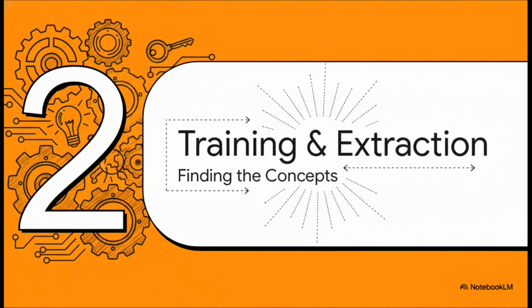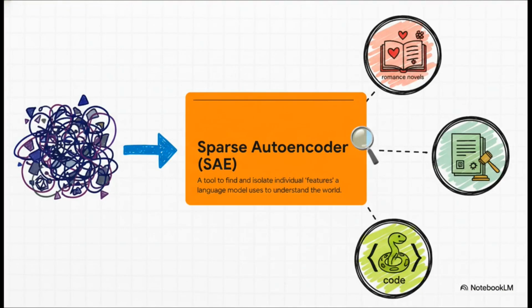Right, so how do we find these hidden concepts in the first place? Well, it all starts back in that training panel with this really powerful technique called sparse autoencoding. So what on earth is a sparse autoencoder, or an SAE? The easiest way to think about it is like a specialized translator. An AI's thoughts are this complex, jumbled up language. An SAE's job is to translate that mess into thousands of individual, human-readable concepts. Things like romance novels, or legal documents, or even something as specific as lines of Python code.